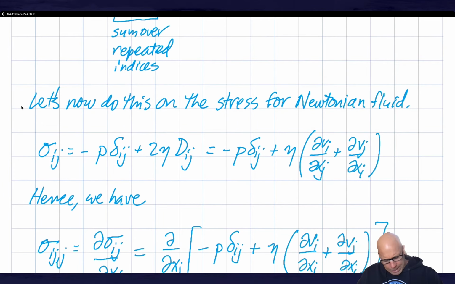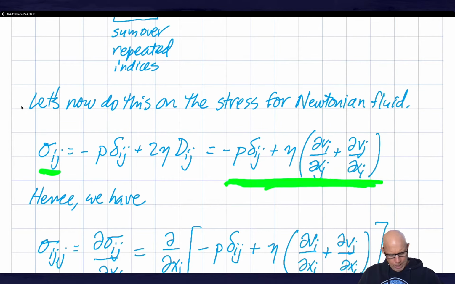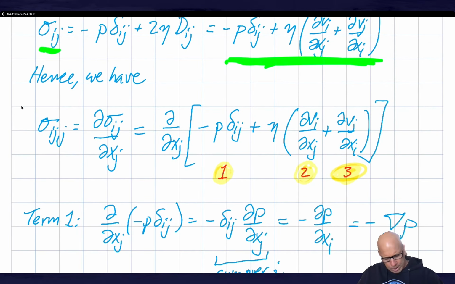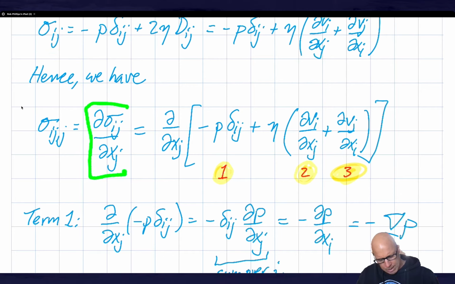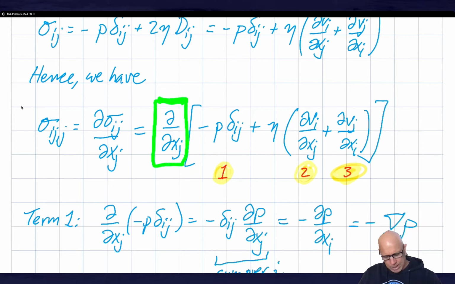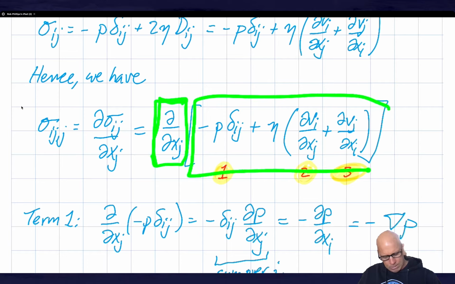So I note that sigma ij can be rewritten in this form. This is going to be useful for us. And hence, when I want to evaluate d sigma ij by dxj, that's the thing I want to evaluate. So let's just be clear. I'm just following the instructions. This is d by dxj, and this part is sigma ij. So I have 3 terms that I need to take the derivatives of.